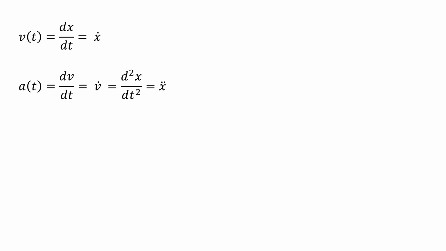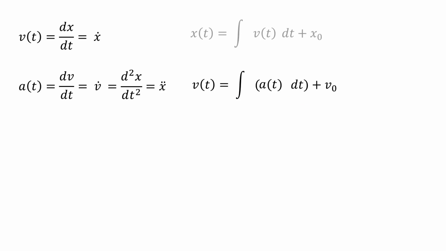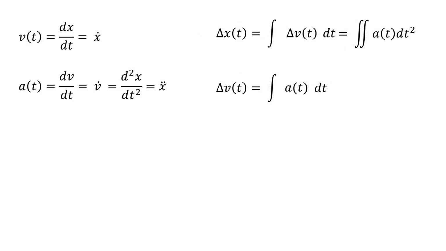If we were to start with acceleration, we can define velocity as the antiderivative of acceleration with respect to time, which we write like this, plus a constant. Position, then, is the antiderivative of the velocity, which is the same as taking the antiderivative of acceleration twice. We can write those antiderivatives a little more cleanly by talking about the change of velocity and displacement.